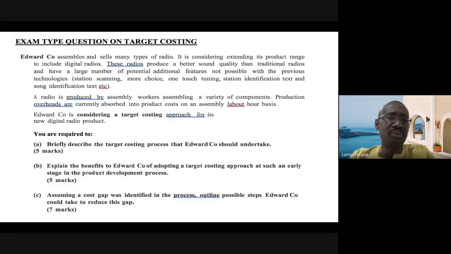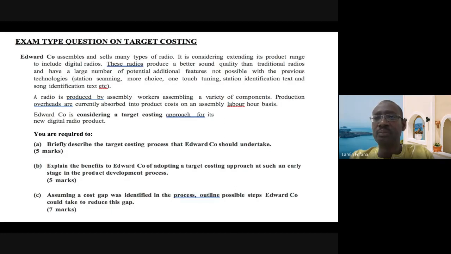Okay, very, very important. So in C, assuming a cost gap was identified in the process, outline possible steps Edwards Company could take to reduce the cost gap. Okay, so we know what a cost gap is, isn't it?